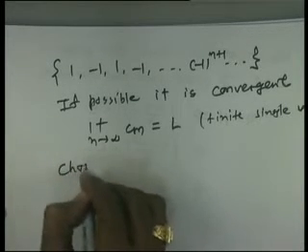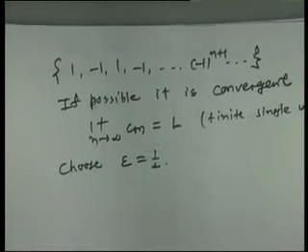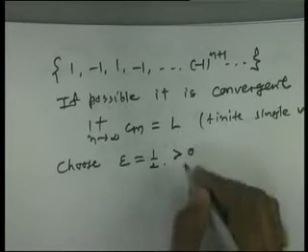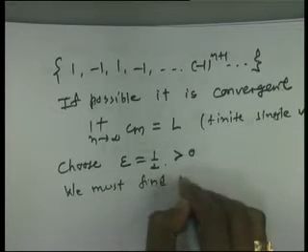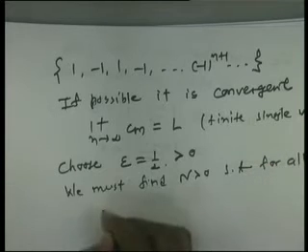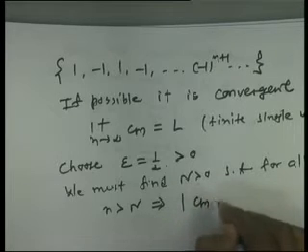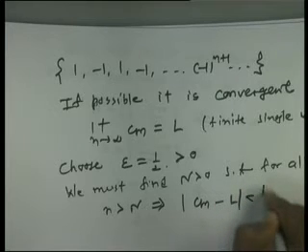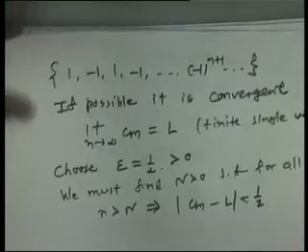Now choose epsilon is equal to 1 by 2. Here we can prove for any epsilon, but let us start with epsilon is equal to 1 by 2. This is a positive number. We must find capital N greater than 0 such that for all n greater than N implies modulus of a n minus L less than 1 by 2. So this we have to show.